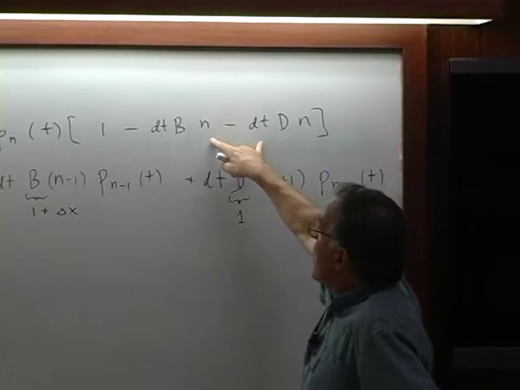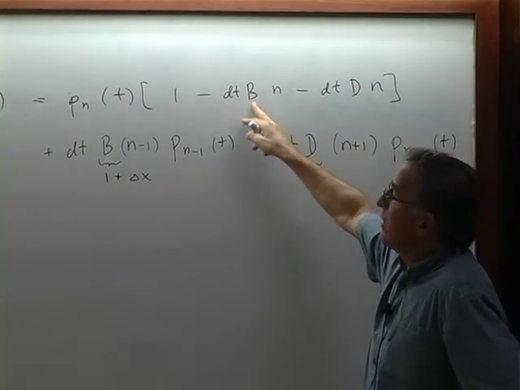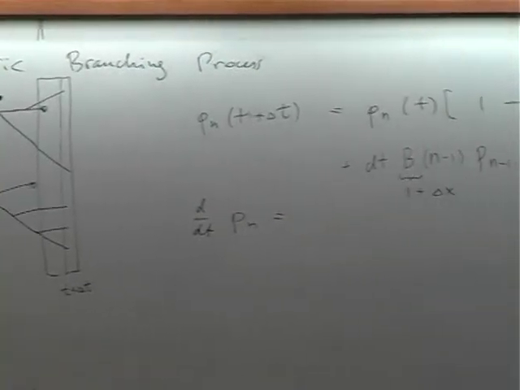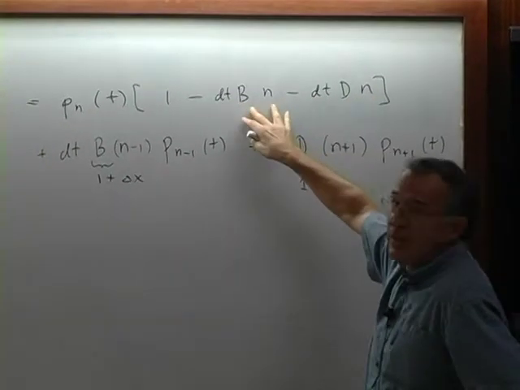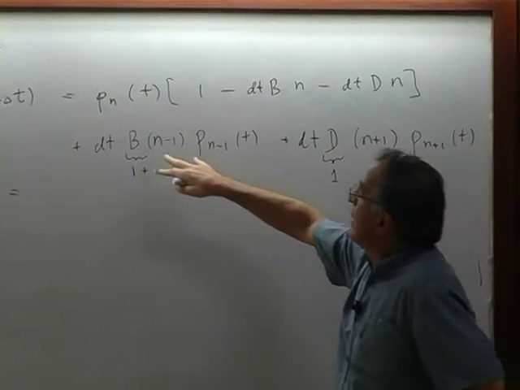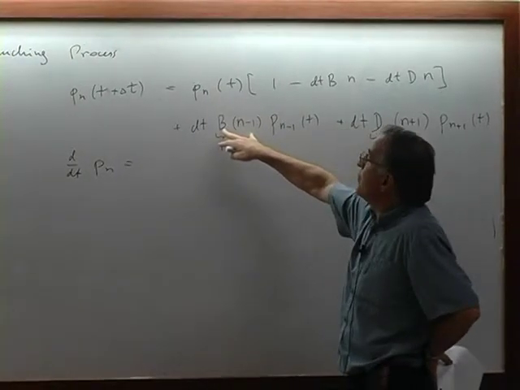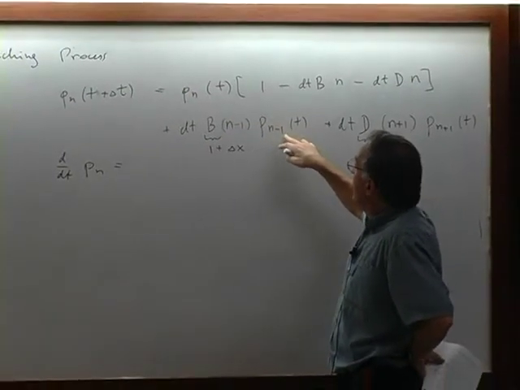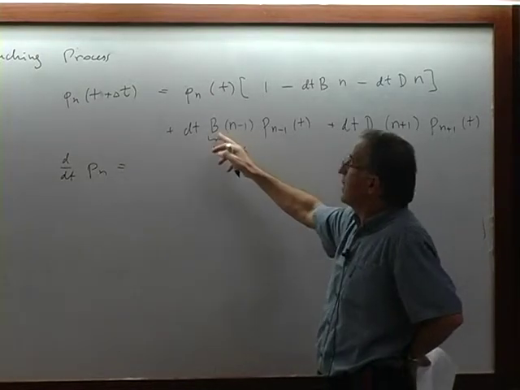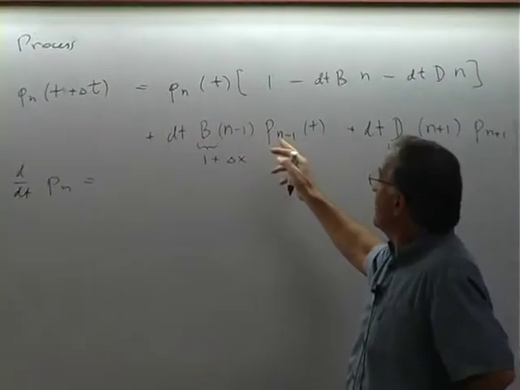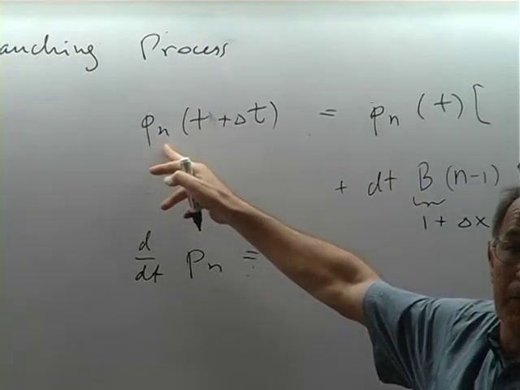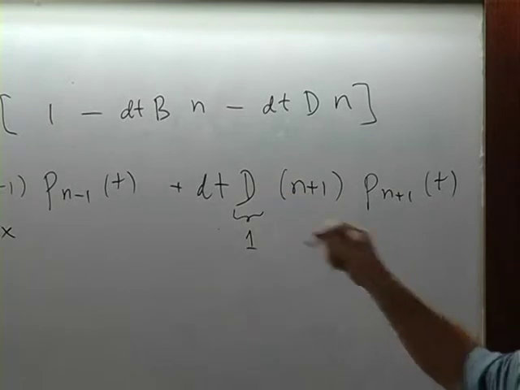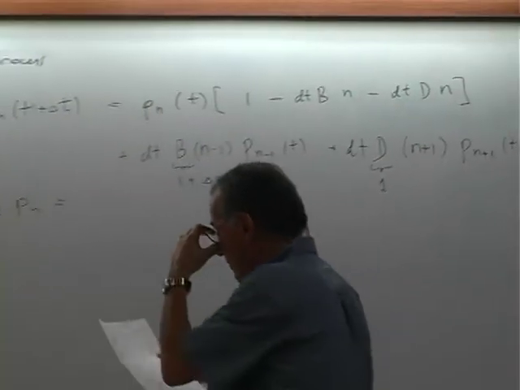And this bracket just calculates the probability that nothing happened. There was neither birth among the n members of the population, nor death, right? Nobody died, nobody branched. This term accounts for the probability that any one of the n minus 1 members of the population branched in that time interval, right? And that changed the number from n minus 1 to n. And similarly, exactly the same thing for n plus 1 if it was the death in the family. Okay.